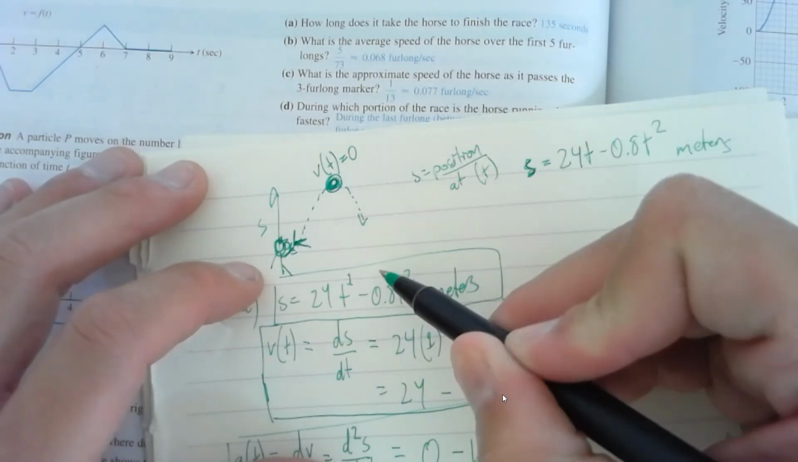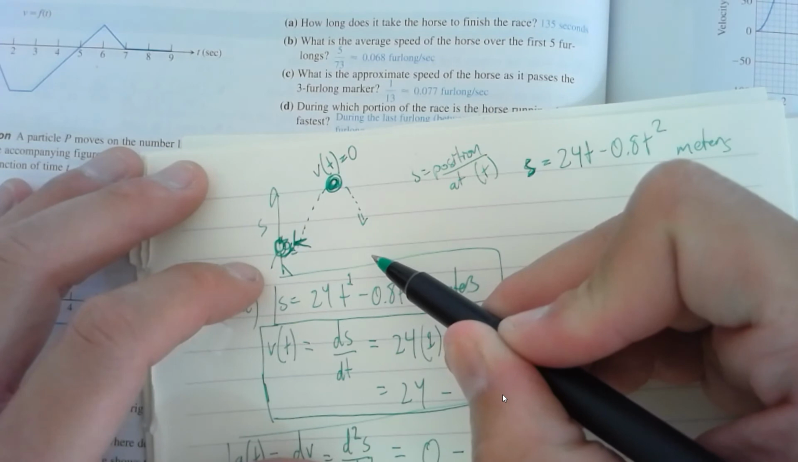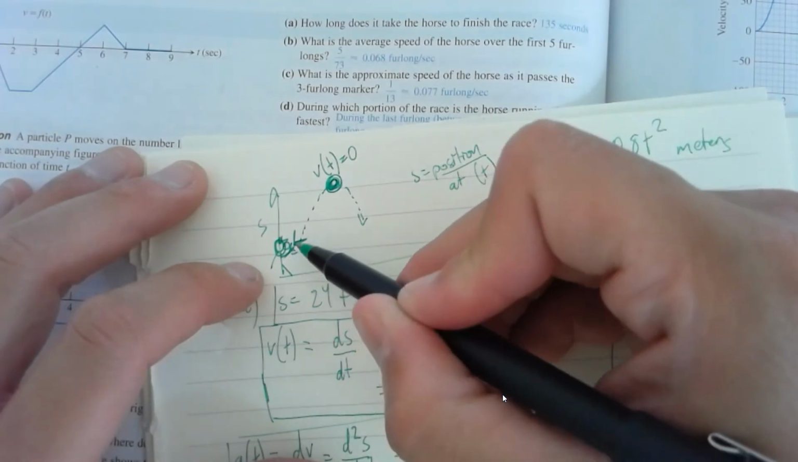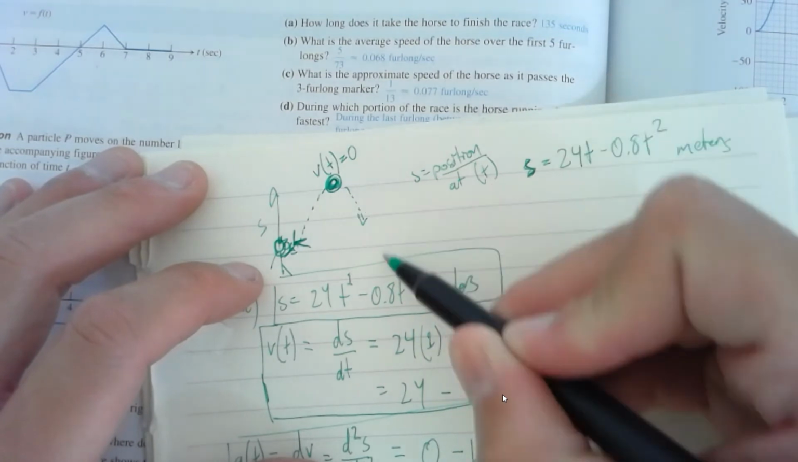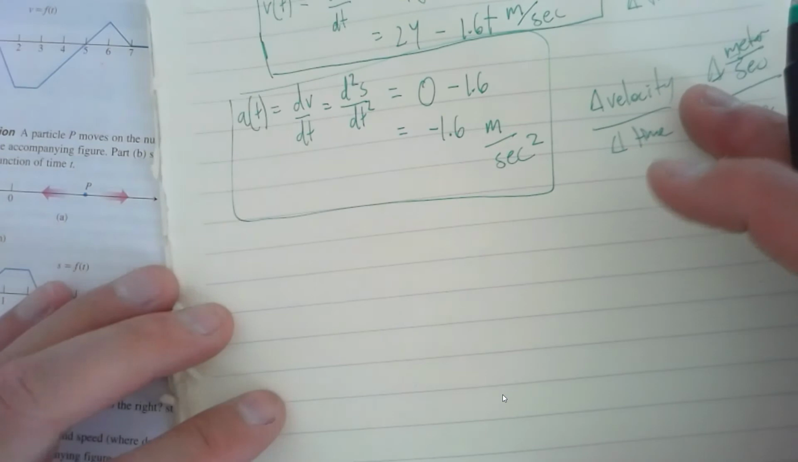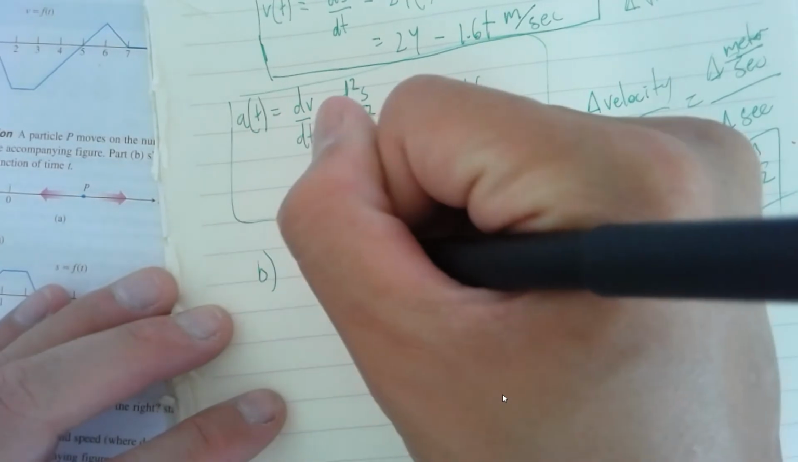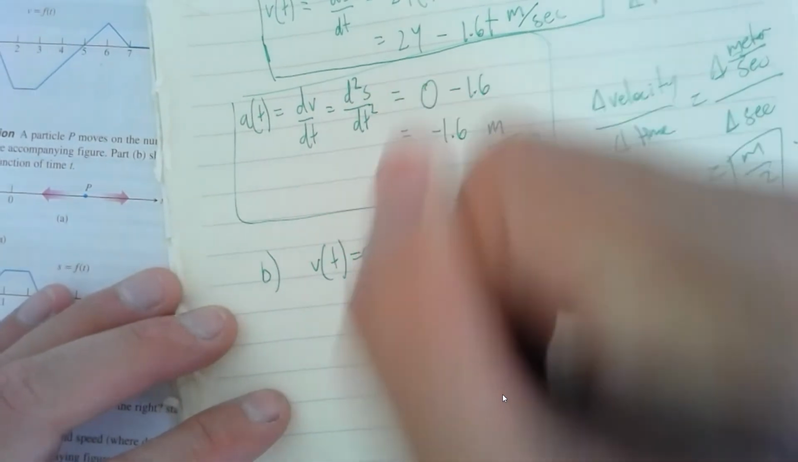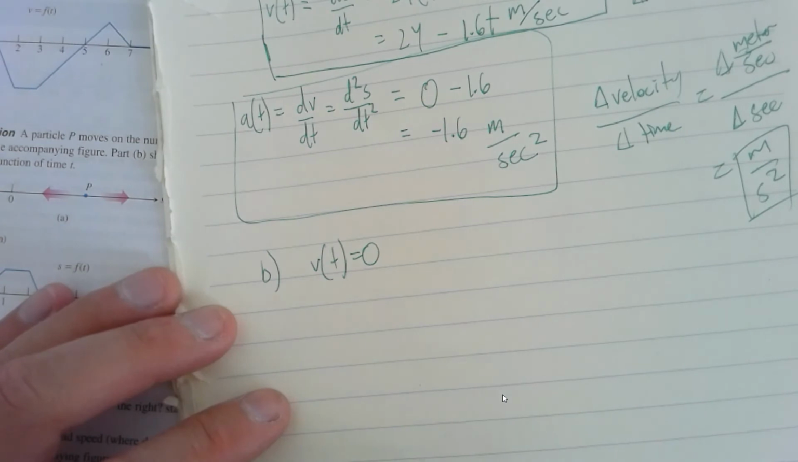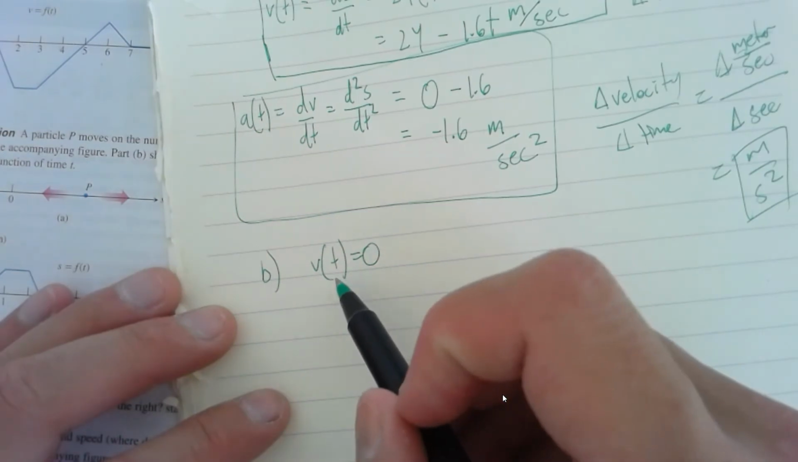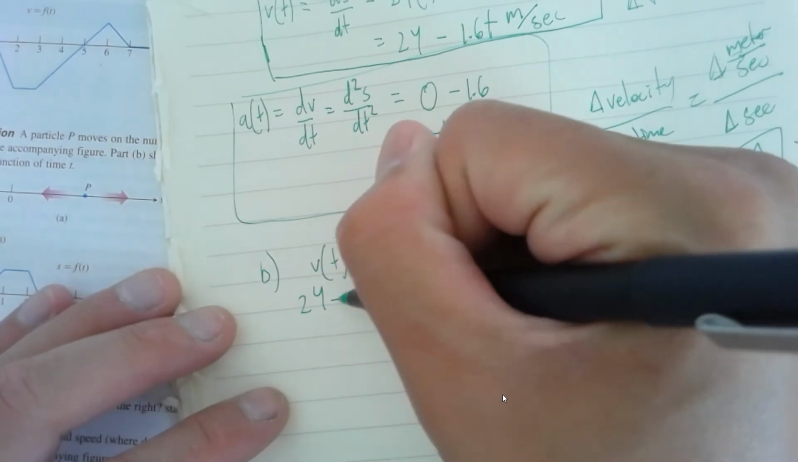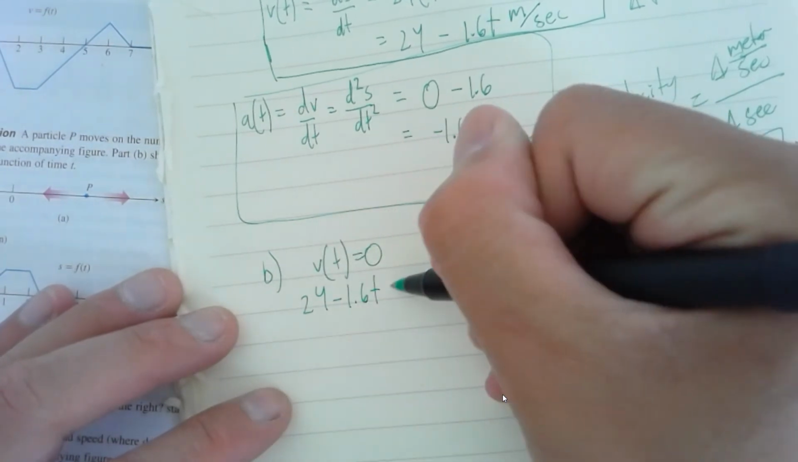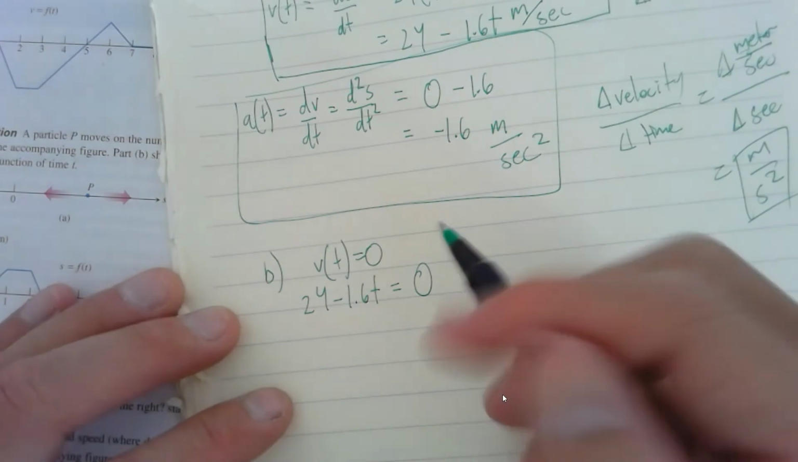So the velocity changes as it goes down. Okay, same with the acceleration. It accelerates, and all of a sudden the acceleration just stops and then it goes down. Okay, so what I'm going to do for B is set v of t equal to 0. And then I'm going to take my actual equation for v of t. There is an actual equation, which is 24 minus 1.6t is equal to 0. Let's just solve for t.